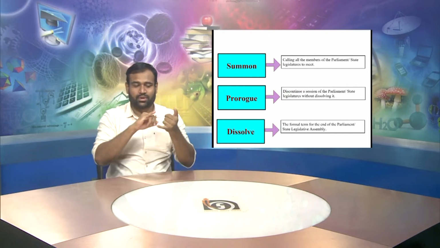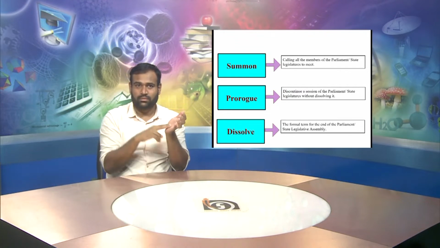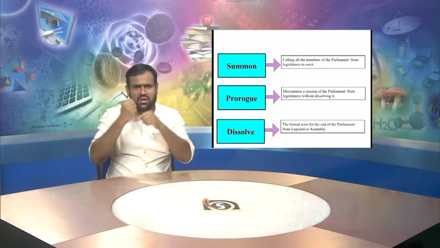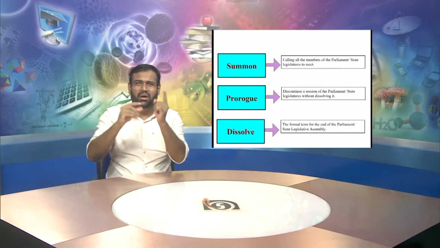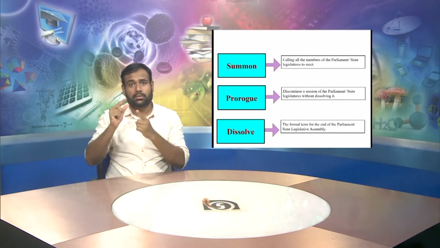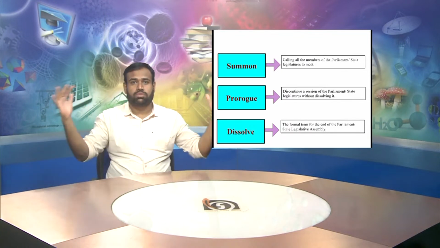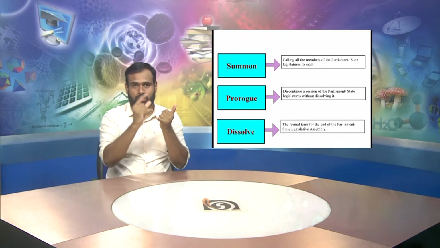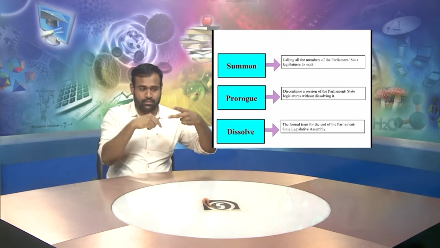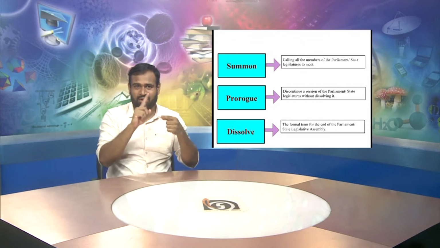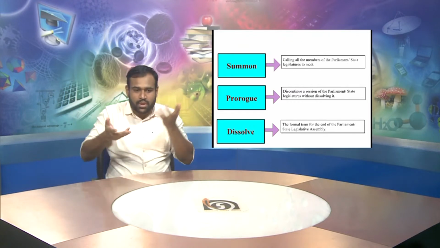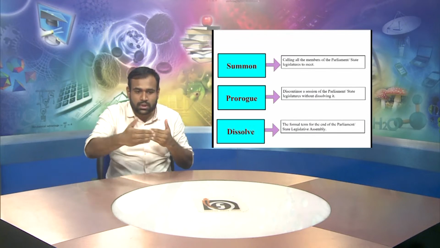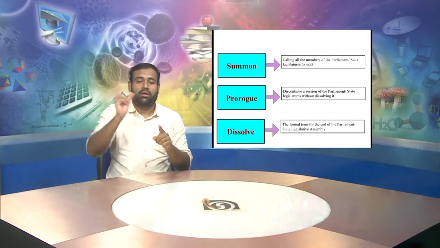There are three words on screen. The first word is summon, which means calling all the members of the parliament or state legislature to come and have a meeting. So we call it summon. Second is prorogue. It is a discontinuing of the sessions of the parliament or state legislature without dissolving it.